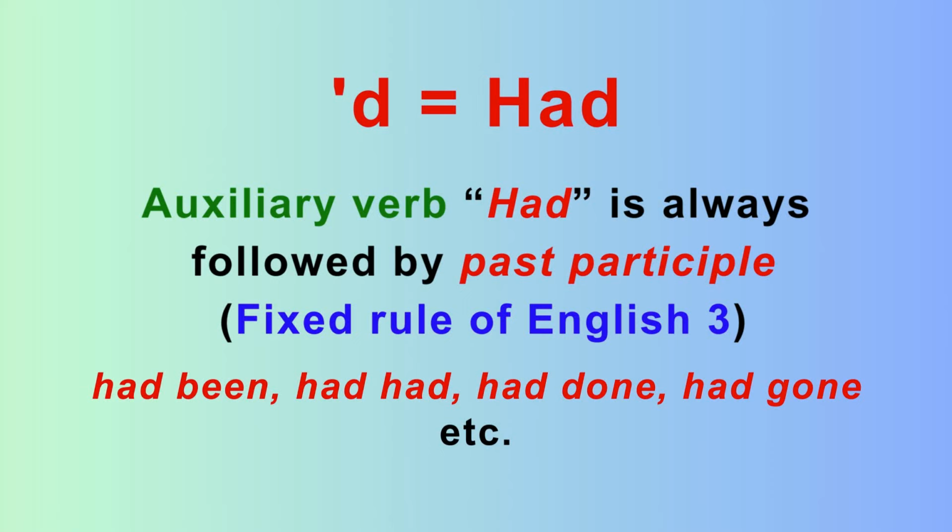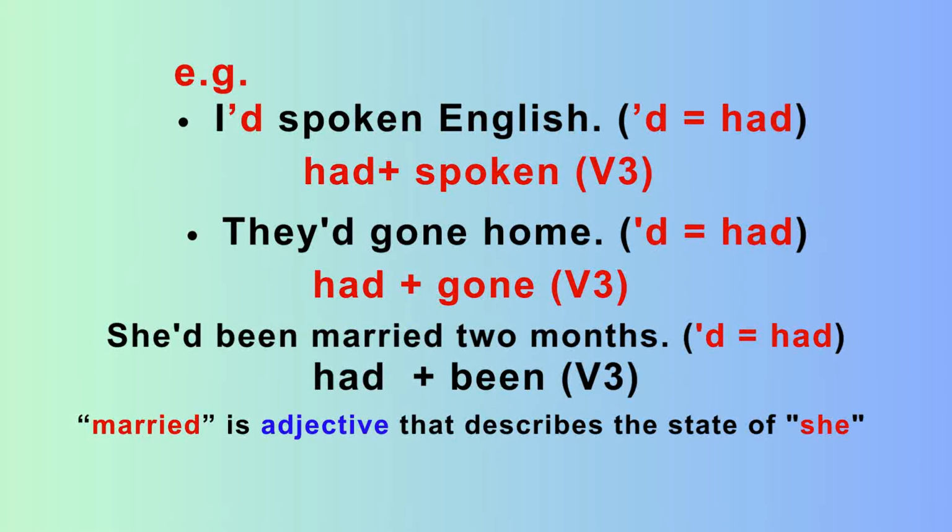Contraction 'd means had. The auxiliary verb had is always followed by a past participle. This is the third fixed rule of English studied in episode 13. Had been, had done, had gone, etc. For instance, I'd spoken English. Contraction 'd means had. Had plus past participle form spoken.